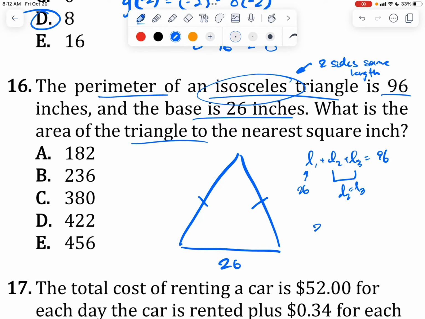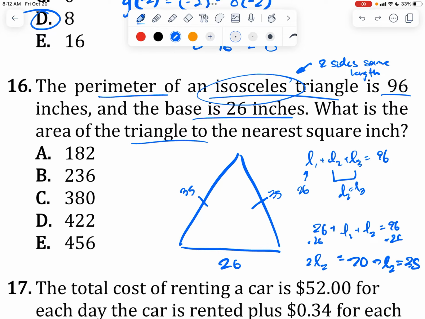Let's rewrite this equation. 26 plus length 2 plus length 2 again is equal to 96. Subtract 26 on both sides. We get length 2 times 2 is equal to 70, okay? Length 2 is equal to 35. All right, so we have 35 here and 35 here. This is my isosceles triangle.